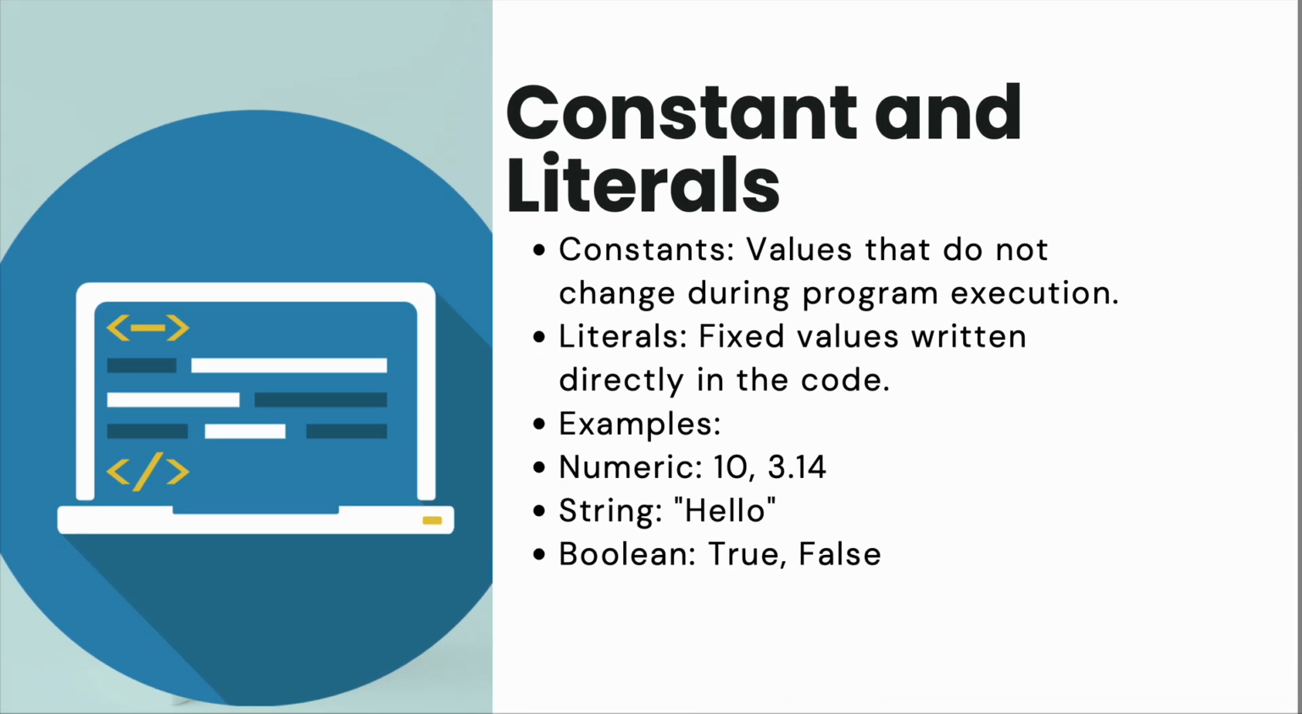Next are constants and literals. There are so many things that are constant, whose value cannot be changed. Like we have learned in mathematics, the value of pi and so many formulas and values are always the same and always constant. Their value cannot be changed. So constants are the values which cannot be changed during program execution, and literals are those fixed values written directly into the code. Suppose you are using pi, then 3.14 is the value of pi.